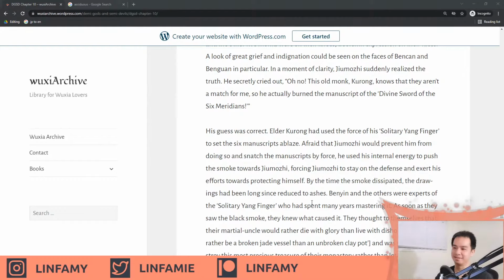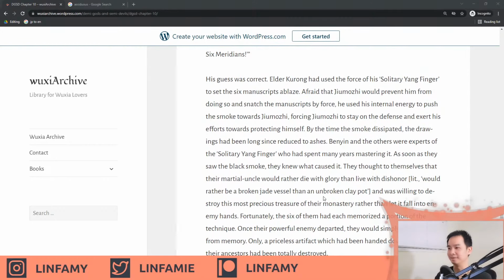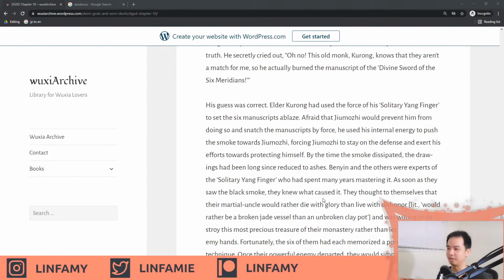Oh, he burned the secret manuscript. You know what? Respect. Okay. That's what you got to do. You got to sacrifice some things. Okay, so he burned the manuscript so that this guy won't get it.